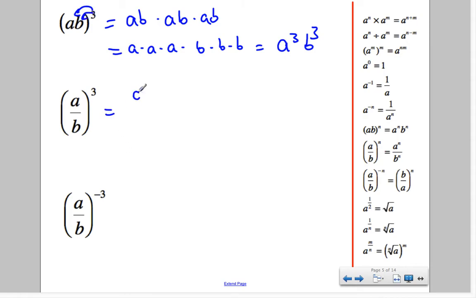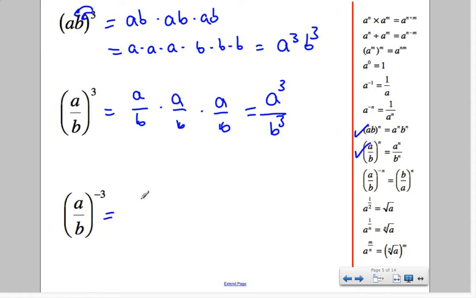Same with division, with fractions. That's a over b times a over b times a over b. Multiplying fractions, a times a times a is a cubed, b times b times b is b cubed. So again, I was able to distribute that. So that's that rule and that rule.